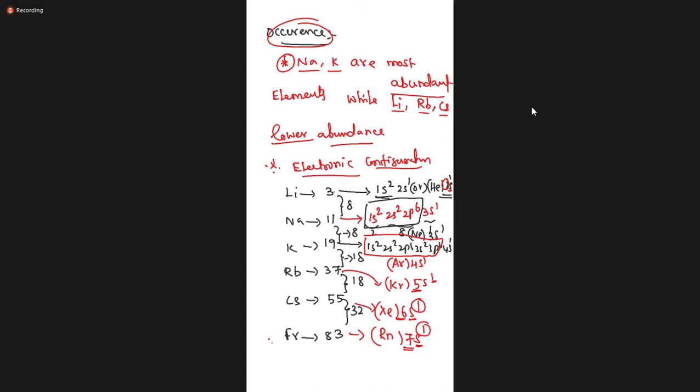Yes, sir. General properties of first A group elements. What are the general properties? Please listen. These are general characteristics of first A group elements. First point I need to tell: these are electropositive elements. These all are electropositive. Why is it called electropositive?